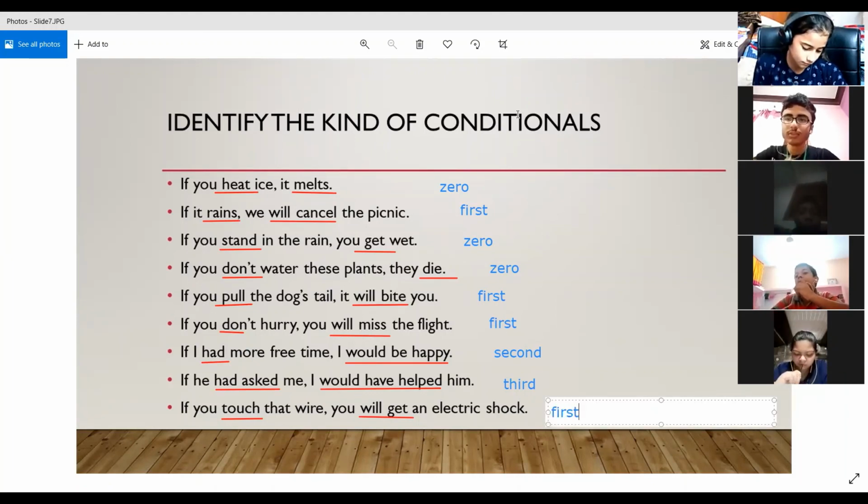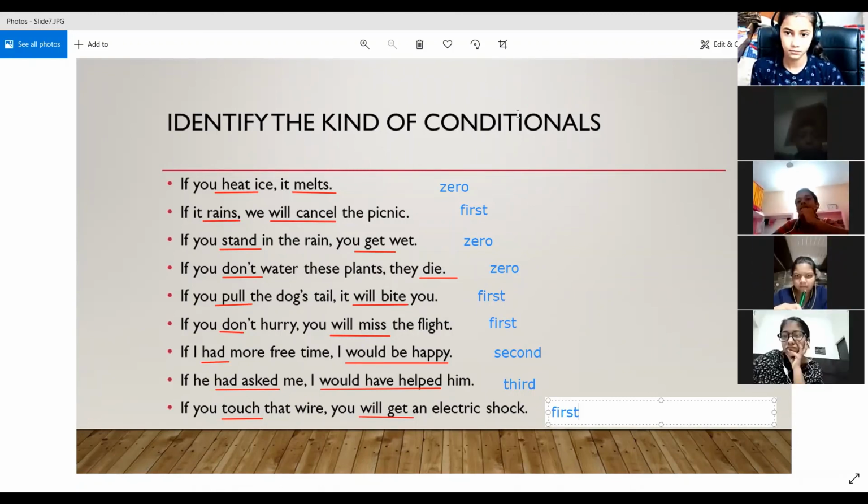All right, so now we are moving to the next slide. I'm deleting everything. Is everything all right till now? I hope everyone has understood.